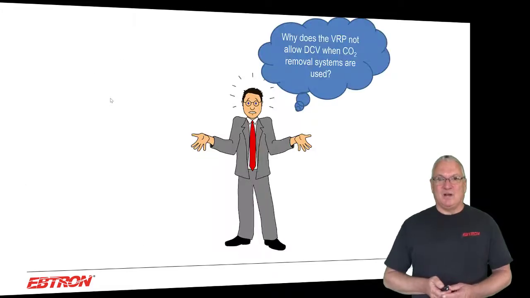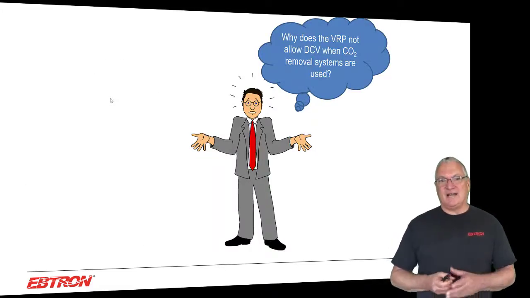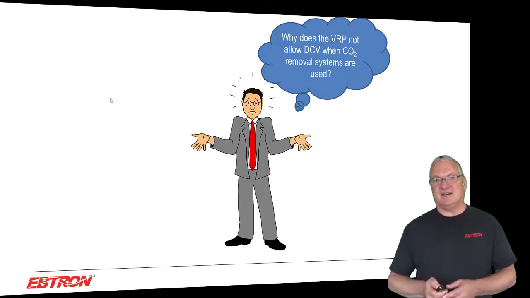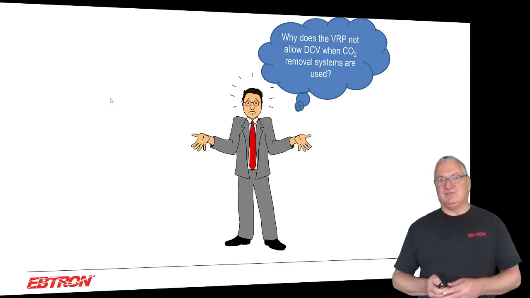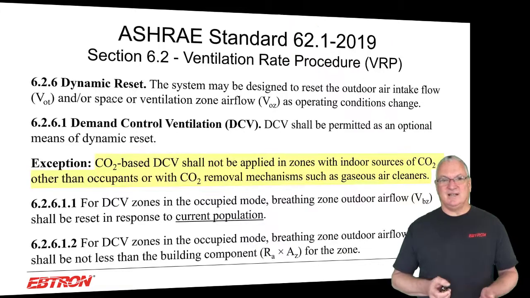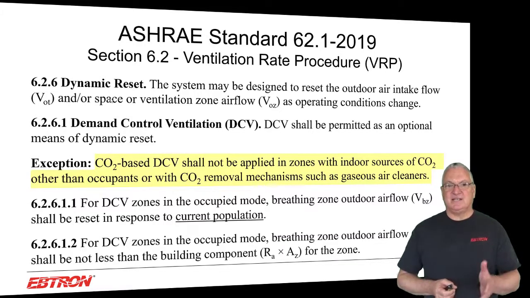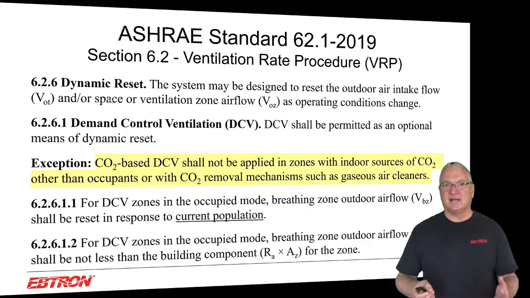And what about, I skipped over this in the last presentation, but the VRP does not allow DCV when CO2 removal systems are used. Why is that? I didn't show you this in the last presentation, but there was an exception, and it said CO2-based DCV shall not be applied in zones with indoor sources of CO2 other than occupants or with CO2 removal mechanisms such as gaseous air cleaners. Why is that? Well, you should understand that by now.